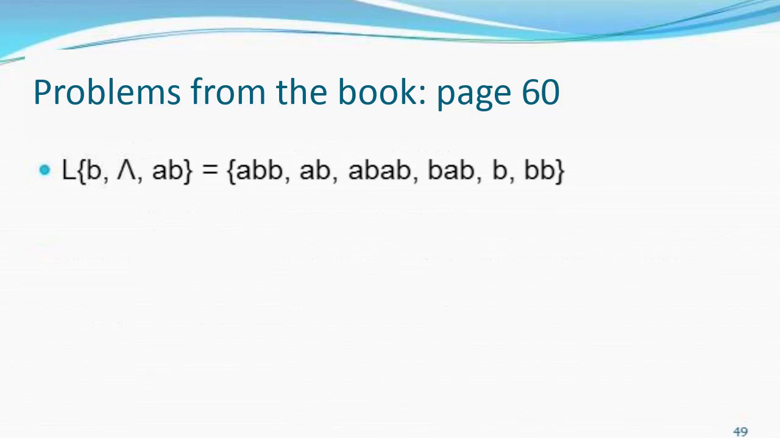Here's another one. The product of the language L with this set gives us this stuff. And now I notice that lambda is indeed in this second language, but I don't see it in the result, so I know lambda isn't going to be in my language L. There's what I get.